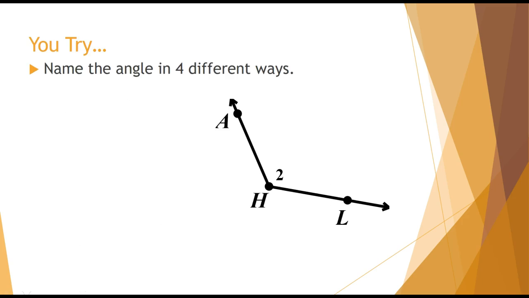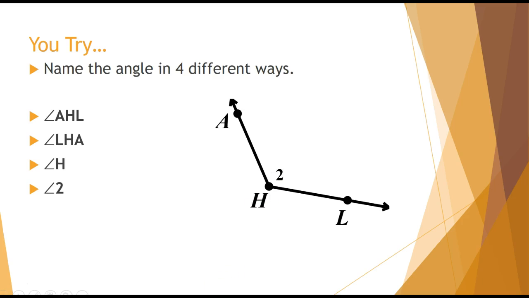Now you try. Feel free to pause the video and name the angle in 4 different ways. These are the 4 different ways you might name this angle. Angle AHL, angle LHA. Because there's only one angle in this picture, you could call it angle H. And because there is a number already there, you could refer to this angle as angle 2.